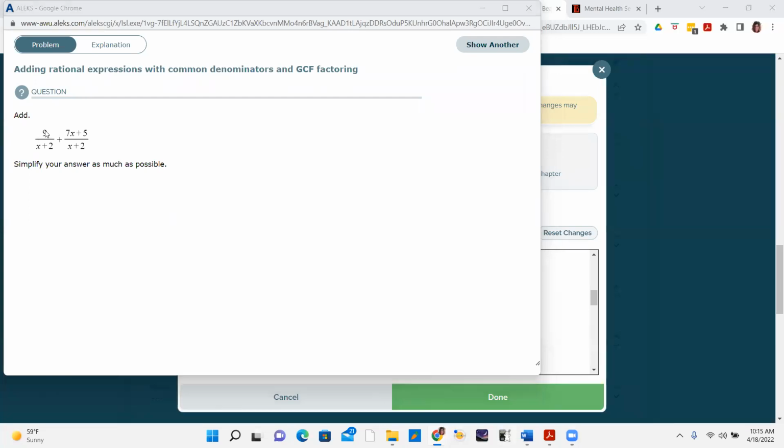All right, so with this one, you want to add these 2 fractions. These have like denominators. Just like we do with other fractions with like denominators, if you have 1 of them and 2 of them, then you have 3 of them. So if you have 9 of these and 7x plus 5 of those, then you can just add straight across the top. And then, of course, you can add together the numbers.